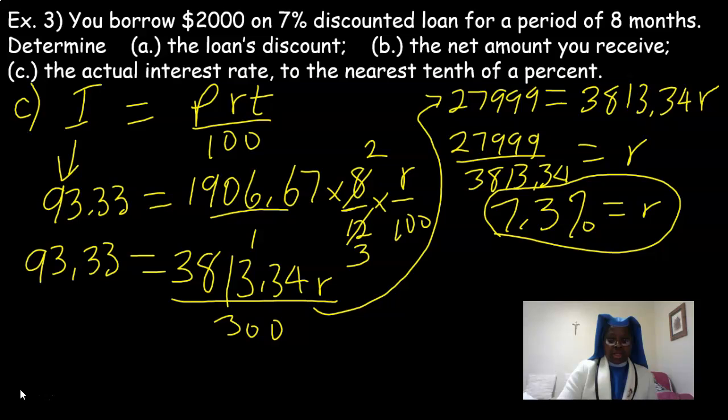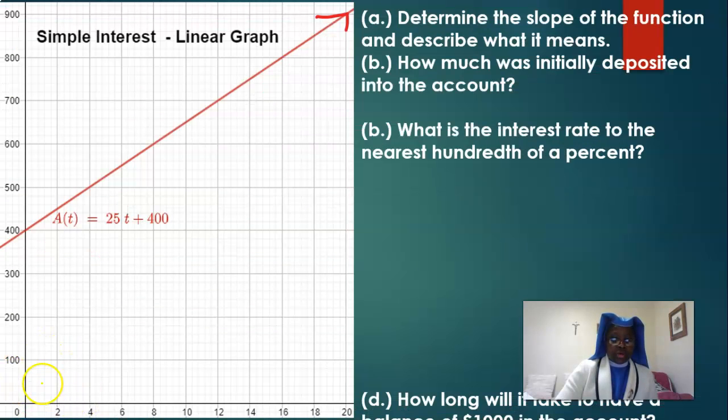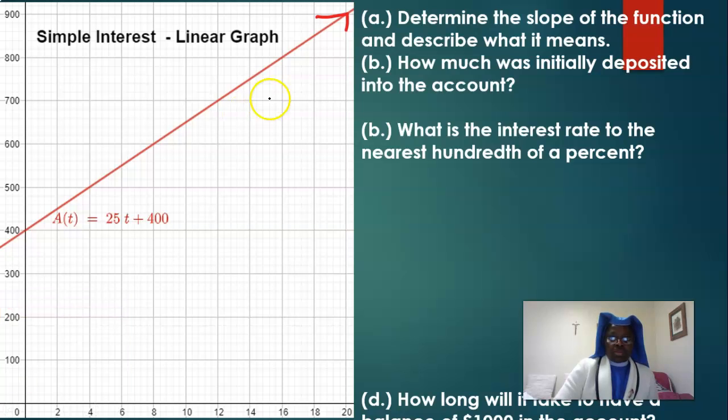All right, let's see if we can do one more. It's a good one applied to a graph. Okay, see the graph? They gave us the function as a function of the amount and the time, the number of years. Determine the slope of the function.